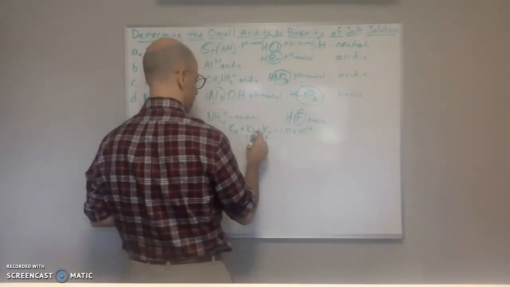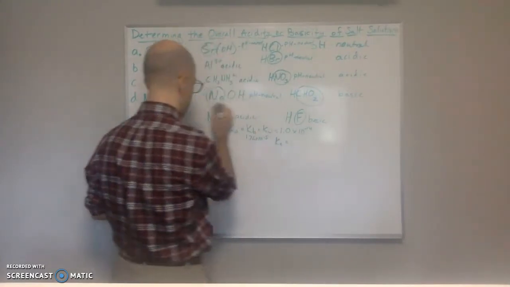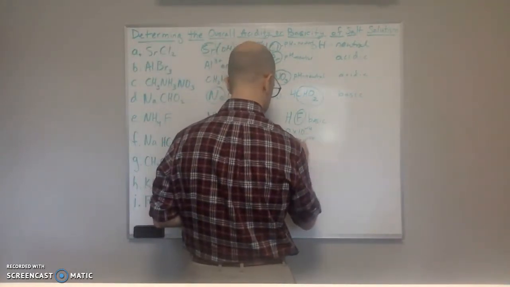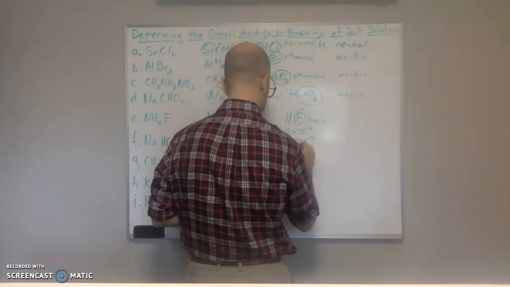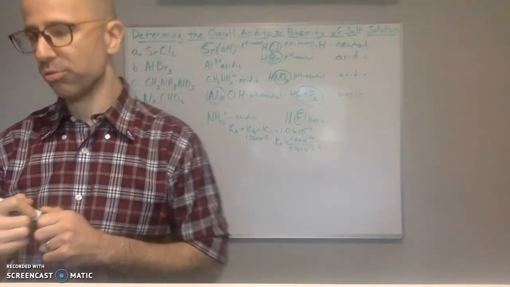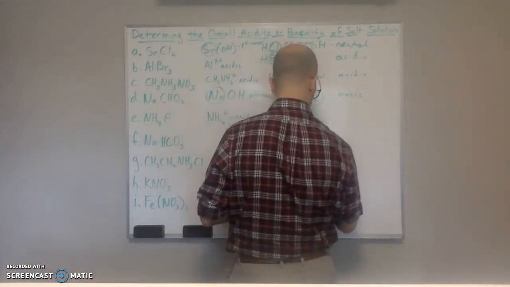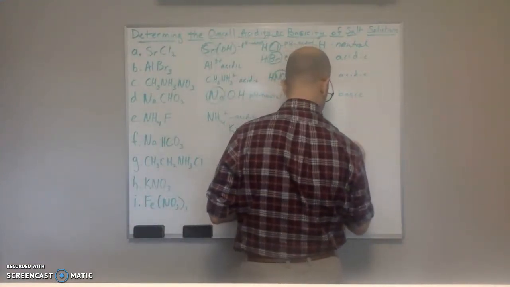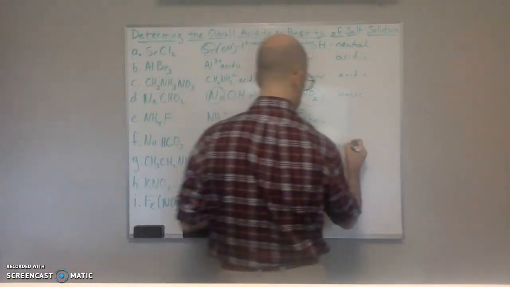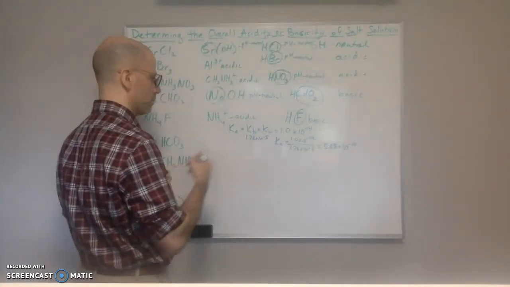So that means that the Ka value for ammonium is going to be 1.0 times 10 to the negative 14 divided by 1.76 times 10 to the negative 5. And so the Ka value becomes 5.68 times 10 to the negative 10. So this is the Ka value for ammonium.